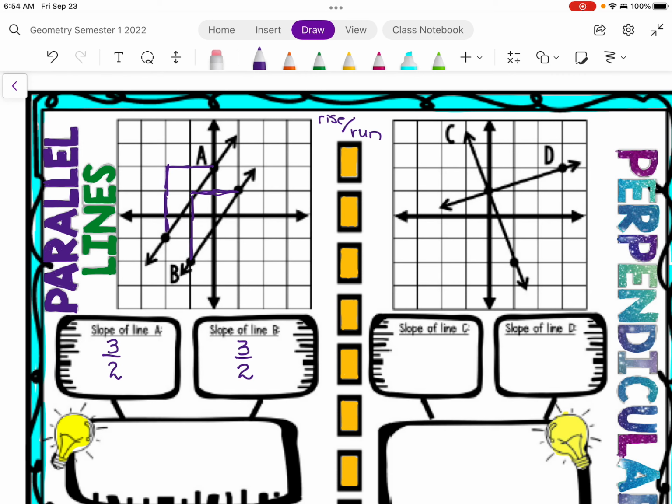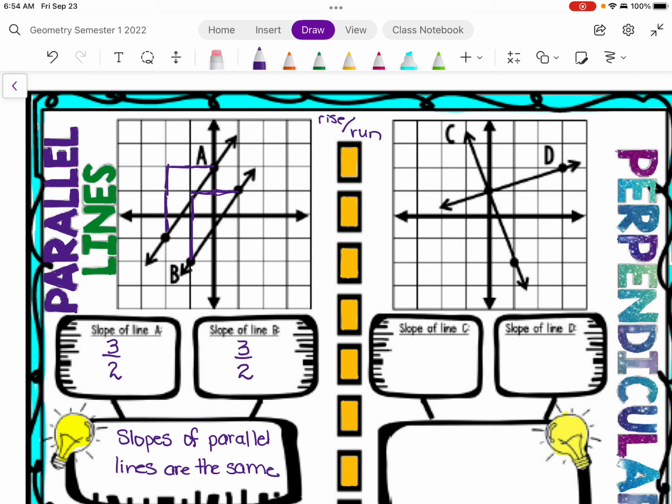So if two lines are parallel, their slopes must be the same. So slopes of parallel lines are the same. Remember, parallel lines never touch, so they'll keep going forever and never touch.